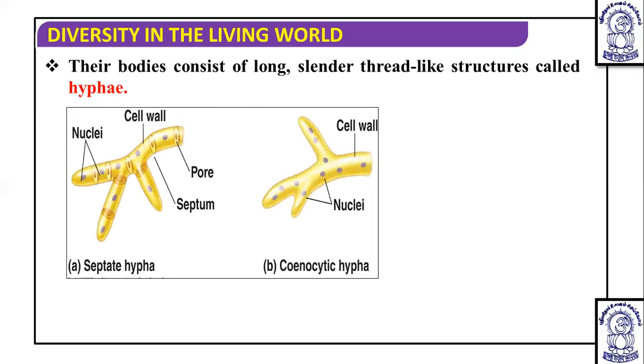These are the hyphae. So if a particular fungus is growing like this, this is the body of the fungus. Now in this fungus, this body is known as mycelium, and this mycelium of the fungus consists of a network of hyphae.